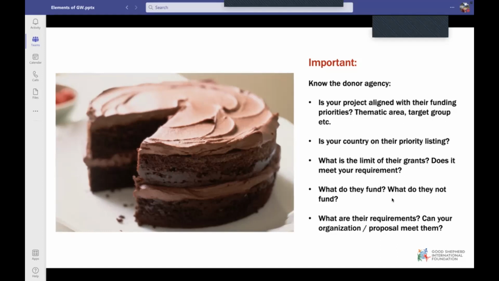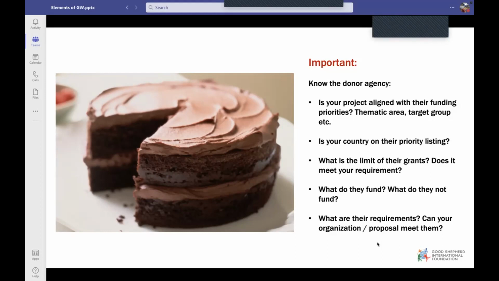What do they give money for? Many donor agencies do not fund human resources. So we have to be very careful which donor agency we write to and what their requirements are. Can your organization or proposal meet these requirements?